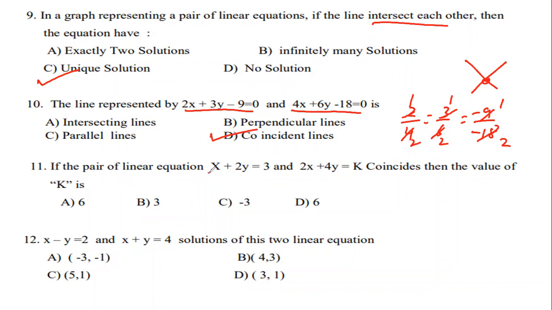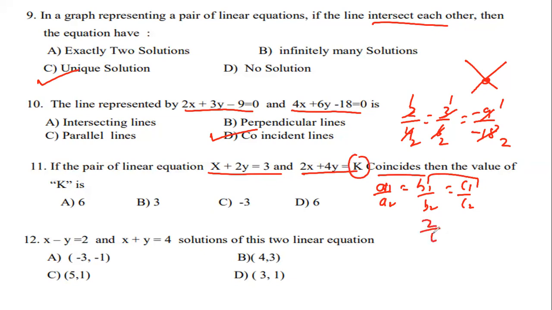Next, pair of linear equations x plus 2y is equal to 3, 2x plus 4y is equal to 5k. If coincident, then the value of k is dash. So a1 by a2 is equal to b1 by b2 is equal to c1 by c2. Now group only this one because k is present in C. 2 by 4 is equal to 3 by k. Cross multiply, 2k is equal to 4 3s are 12, so k is 6. Which option is right? Option D is correct.